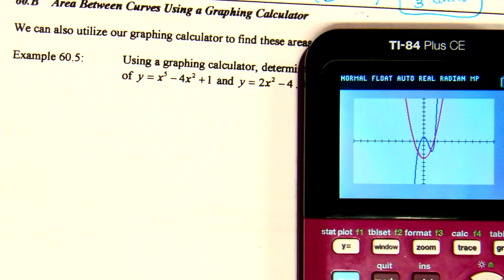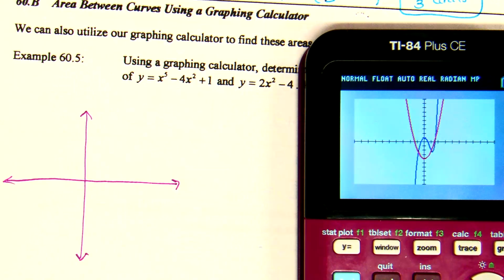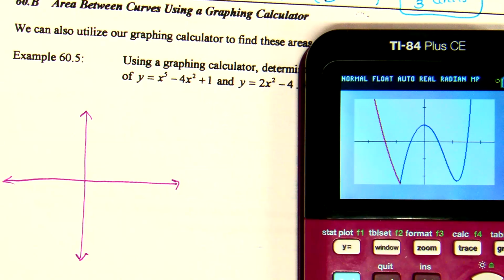Okay. So, now, can you guys tell what's happening here? There are 3 intersects. I'm zooming in. Yeah, there's 3 intersects.